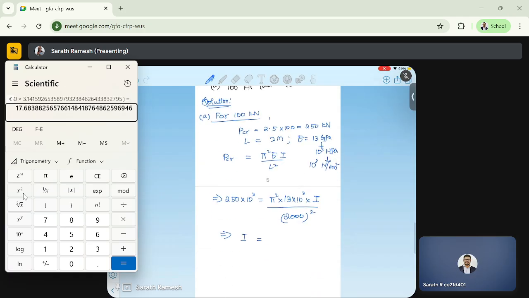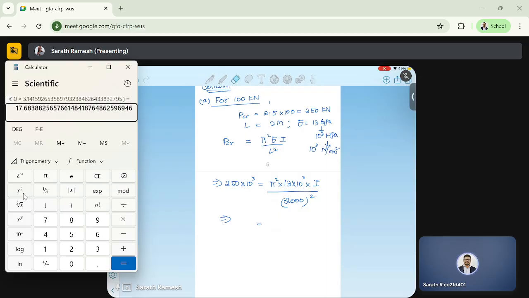Square cross section, so we can substitute instead of I, a power 4 by 12, right? For a square, moment of inertia is a power 4 by 12. So the only unknown is the side length. So a power 4 will be 250 into 10 power 3 into 2000 square into 12 divided by pi square into 13 into 10 power 3. The 10 power 3 cancels out.